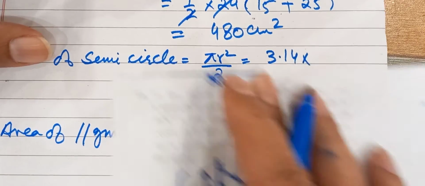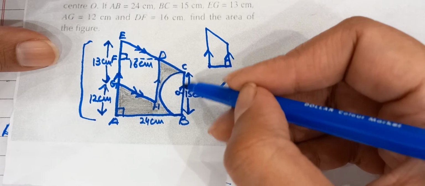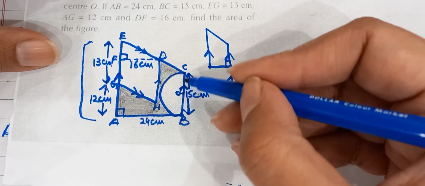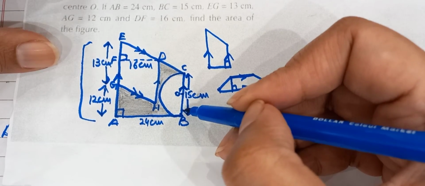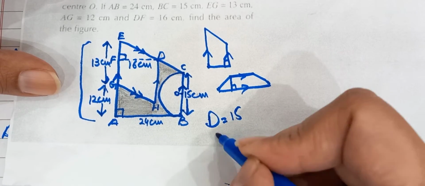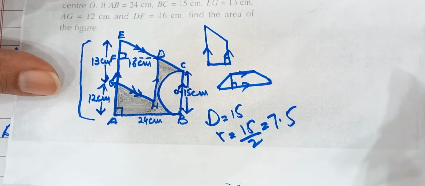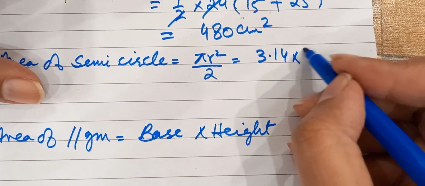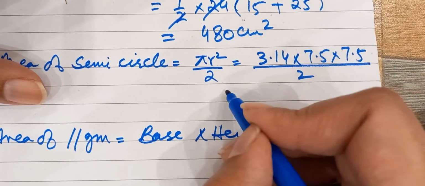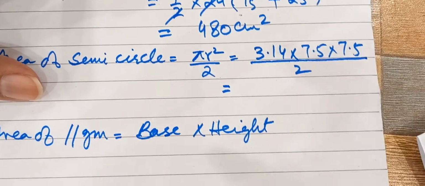3.14. Now radius. One thing to be clear, the line which passes from the center and joins both parts of a circle is the diameter of a circle. Here I need the radius. Diameter is 15. If I divide 15 by 2, I'll get my radius, which is 7.5. So I shall write 7.5 into 7.5 divided by 2, and I'll be left with my answer, which is equivalent to 88.31.